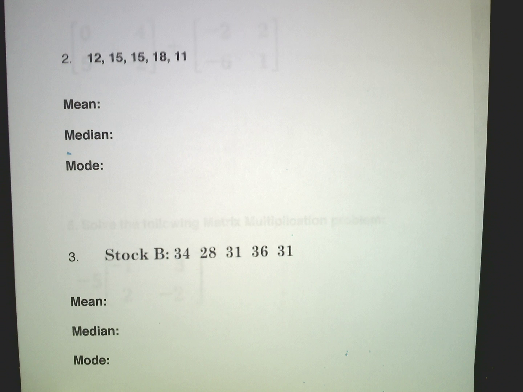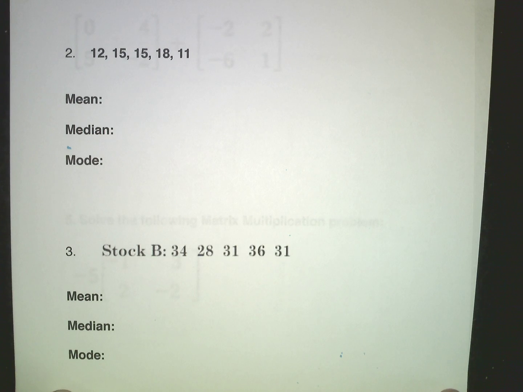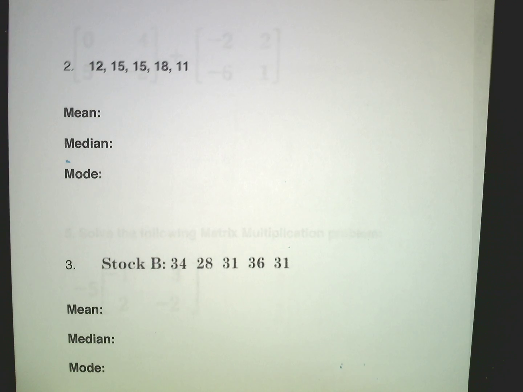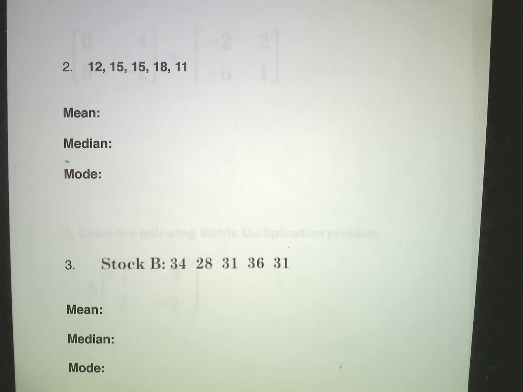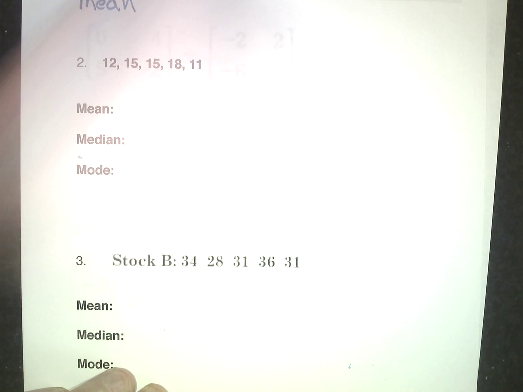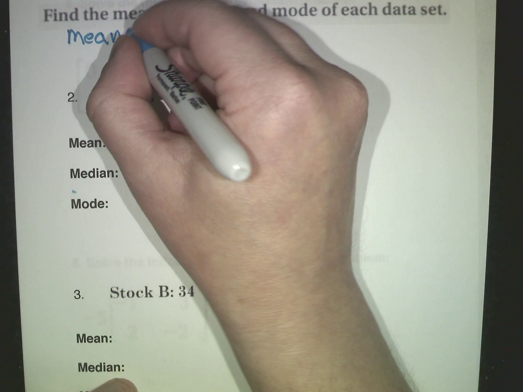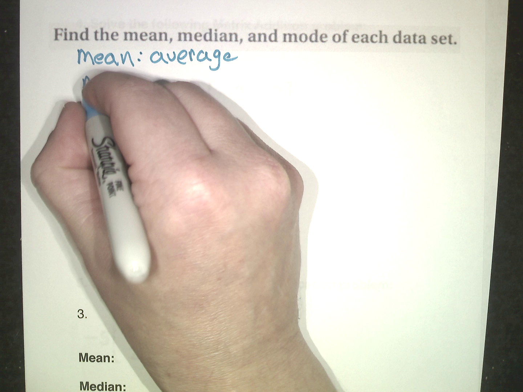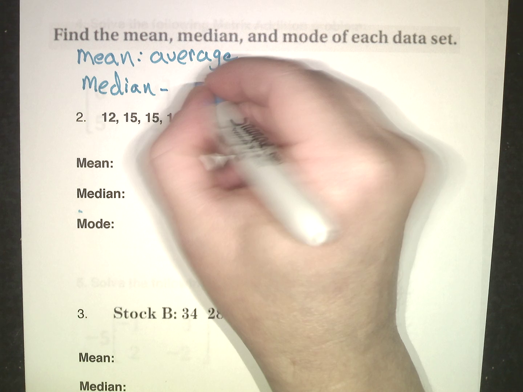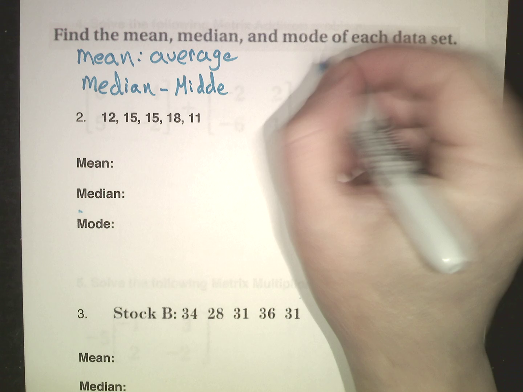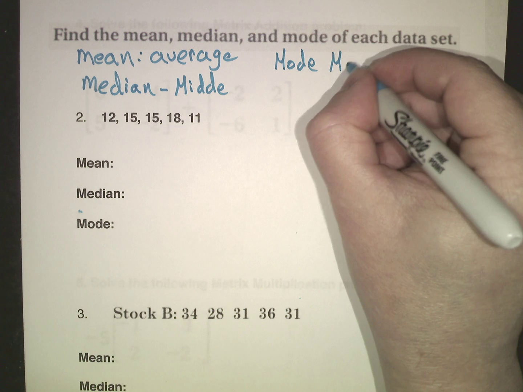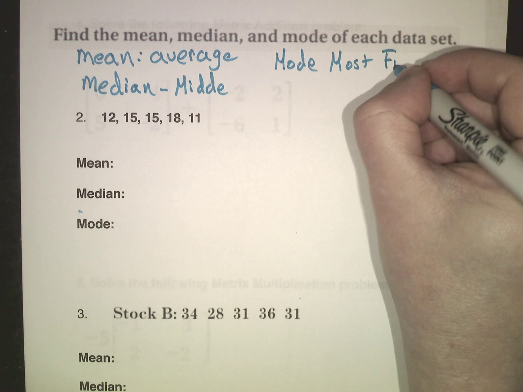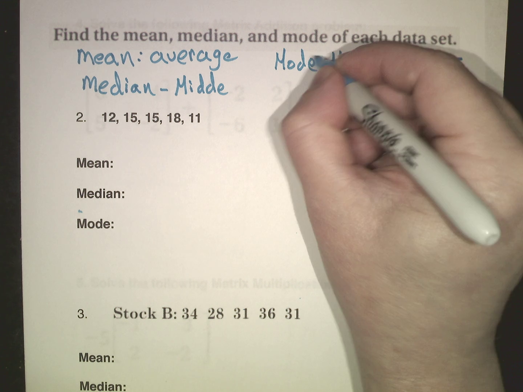Next set of questions. Find the mean, median, and mode of each data set. So I'm giving you some information here. This is just numbers. They're not even telling me what it is. So I just have to remember my definitions. Mean is average. Median is middle. And mode is most frequent, or most often, which happens the most frequently.